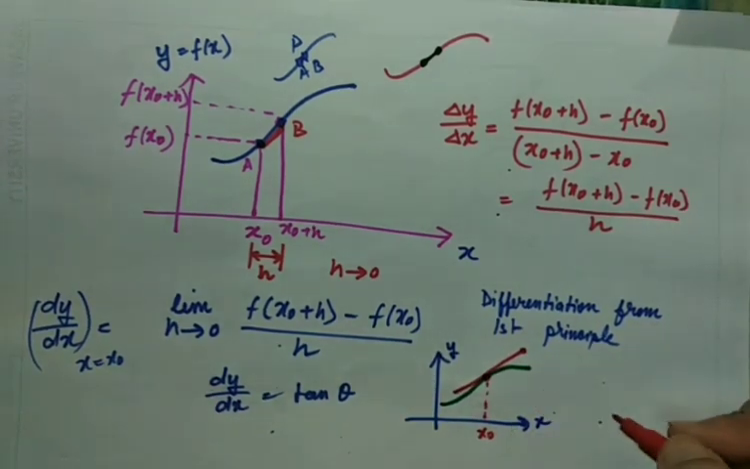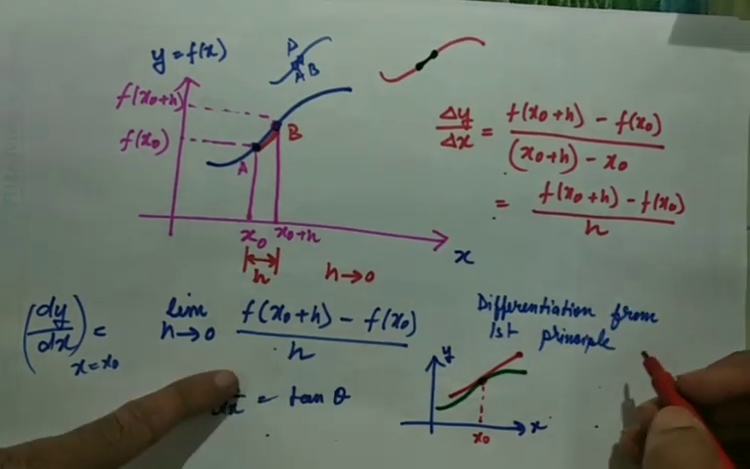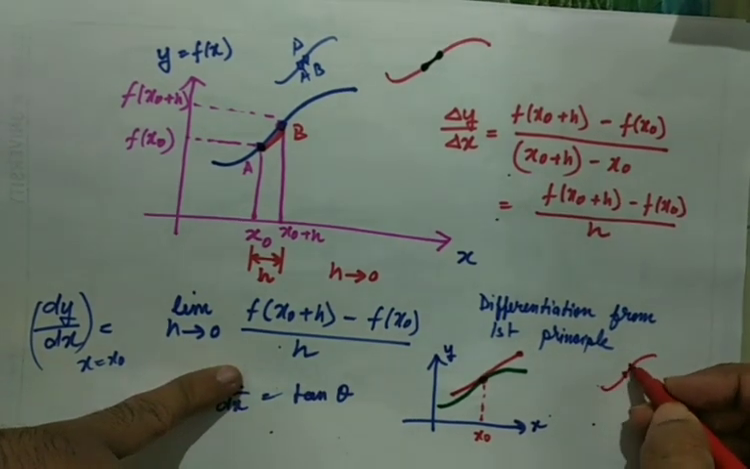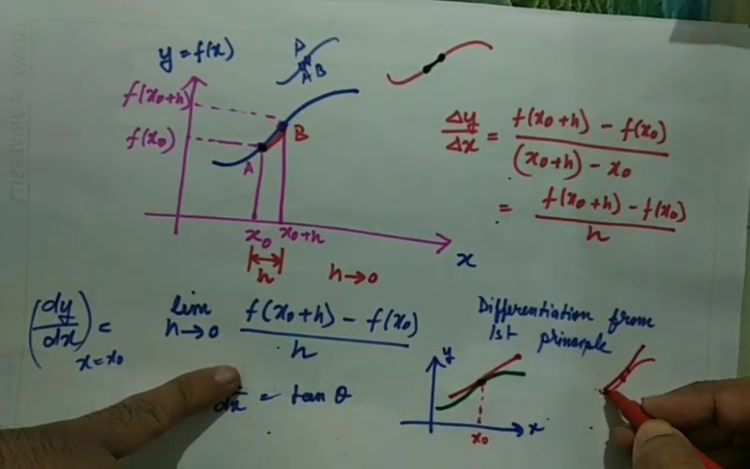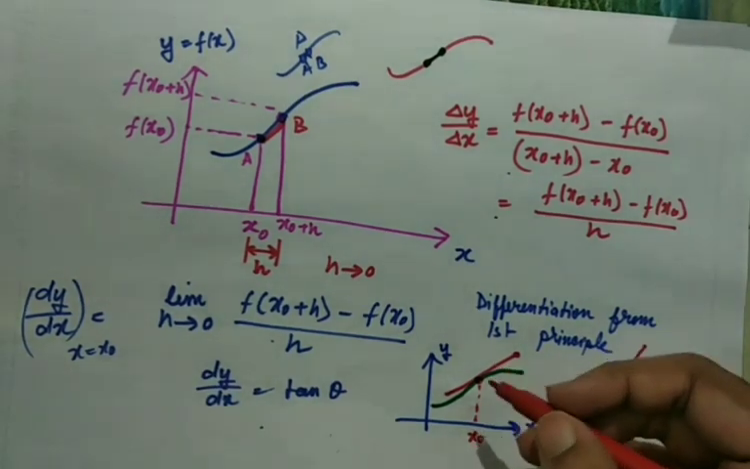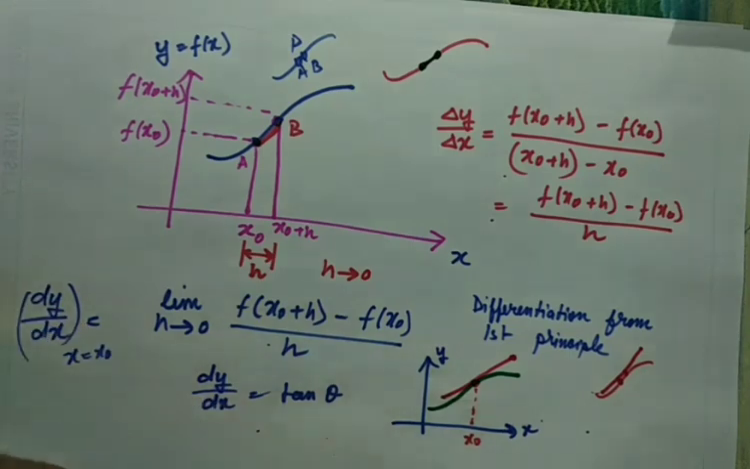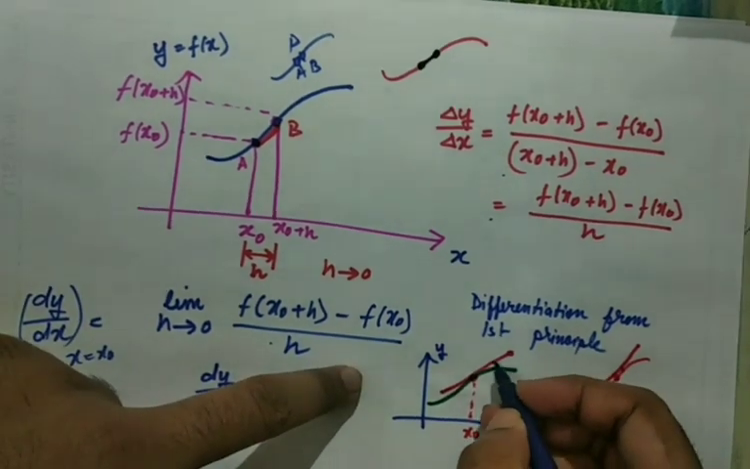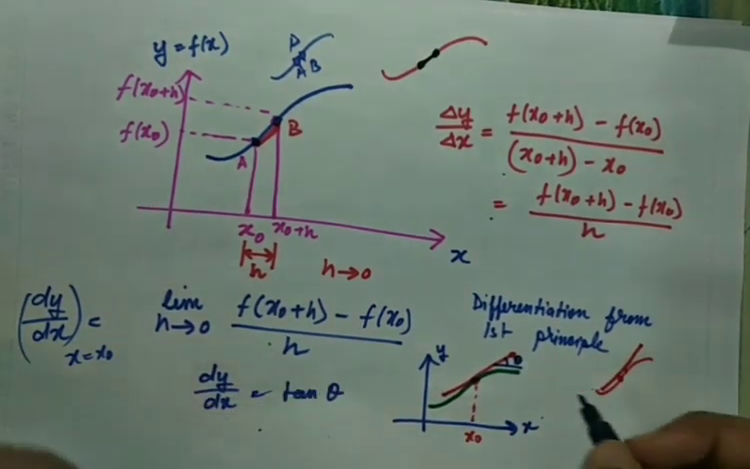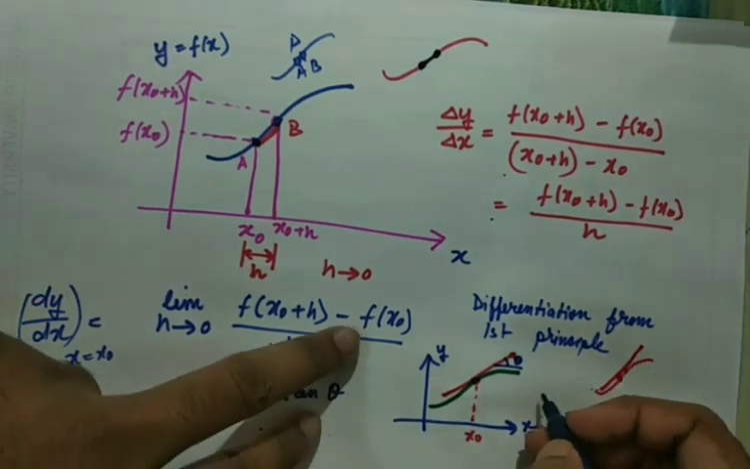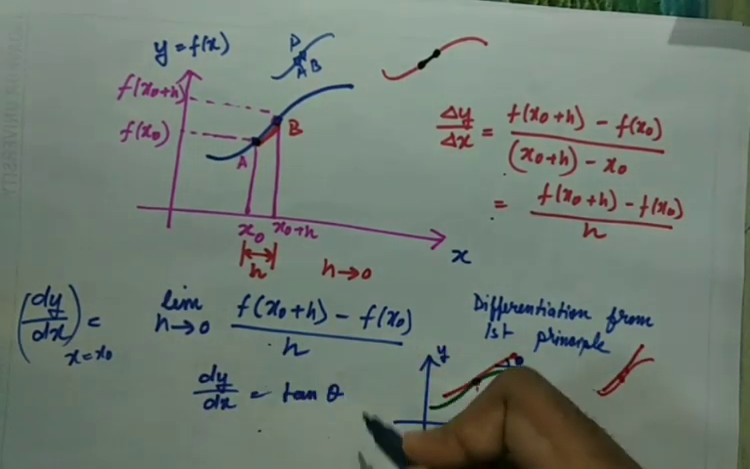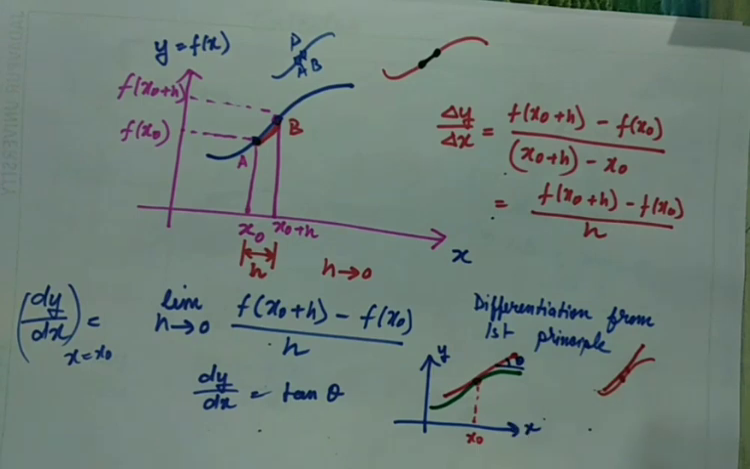This derivative will be something like this. It will be the tangent, because there will be 2 points, and it is touching both the points. So this will be a tangent. And the angle made by the tangent is theta with respect to the x-axis. So we can say dy dx is equal to tan theta. So it gives the slope of the tangent at that particular point.